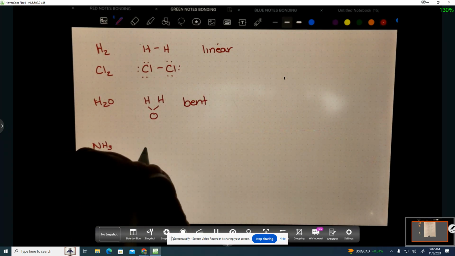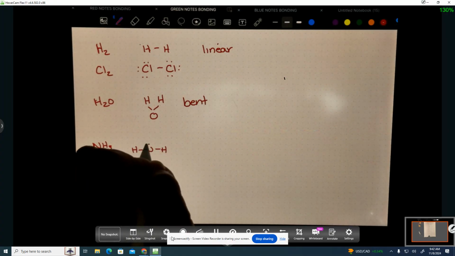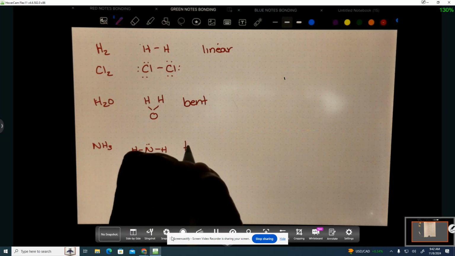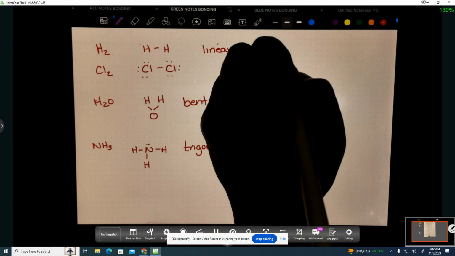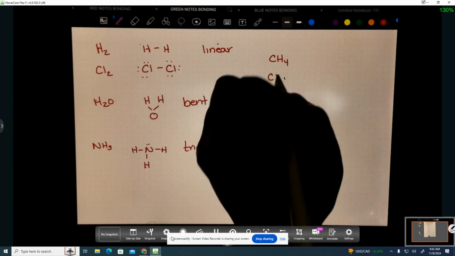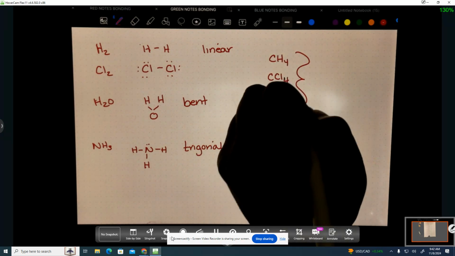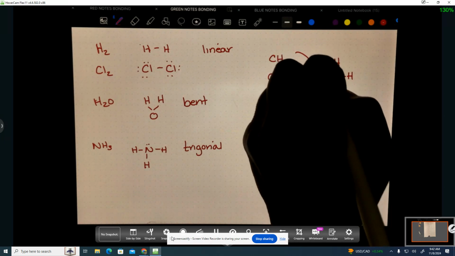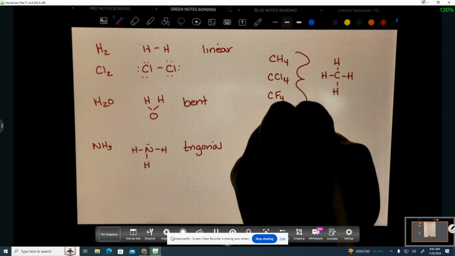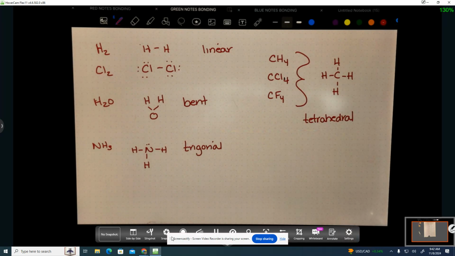Ammonia. NH3. That's going to be trigonal. And then anytime you have something with 4 around it, like CH4, CCl4, CF4, those are going to be tetrahedral. Okay, that's your shapes. Linear, bent, trigonal, and tetrahedral.